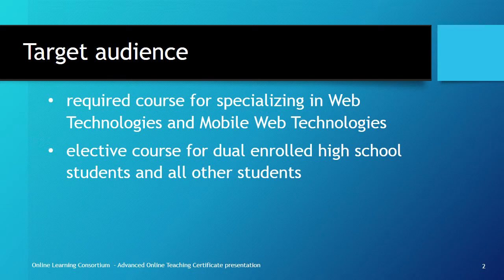The Internet Fundamentals course is based on an introductory course in the Computer Technology Integration Degree Program at Rowan Cabarrus Community College in North Carolina. The course it's based on is titled Internet Web Fundamentals. It is a required course of all students specializing in web technologies and mobile web technologies. The course is an elective course available to dual-enrolled high school students and all other students in the college. The course is offered in the fall and spring of each academic year.